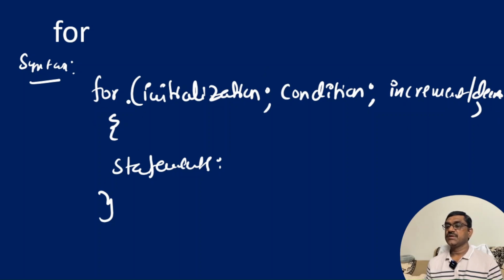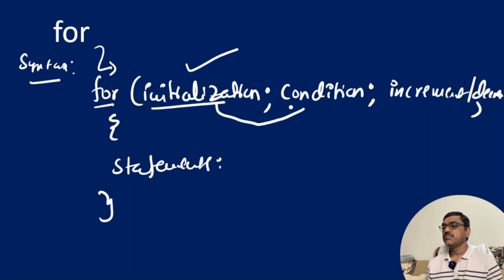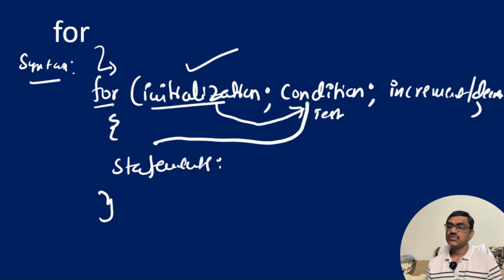Now in this case, what happens? First the initialization is done. First time the initialization is done. After initialization, we move to the condition. We test the condition. If the condition becomes true, then it enters into this block. We call this block simply the body of the loop.